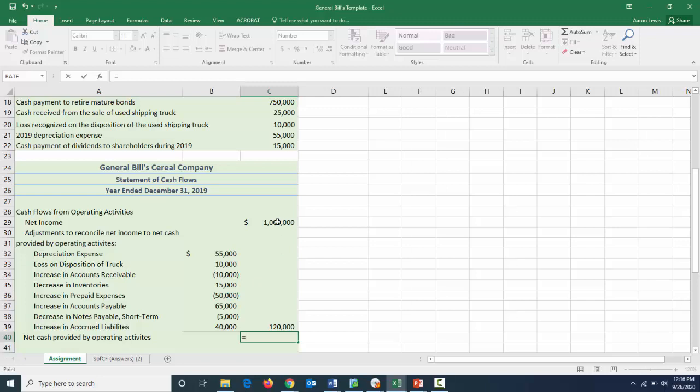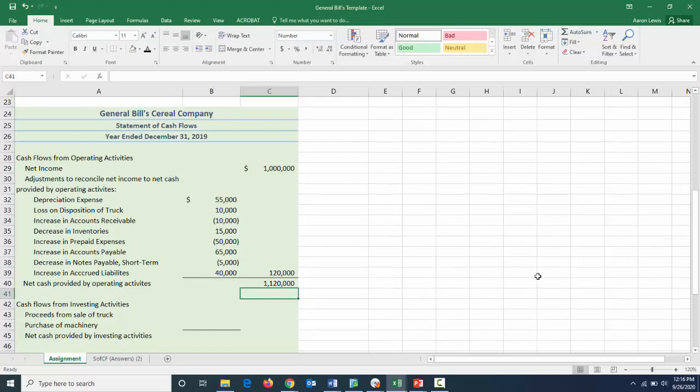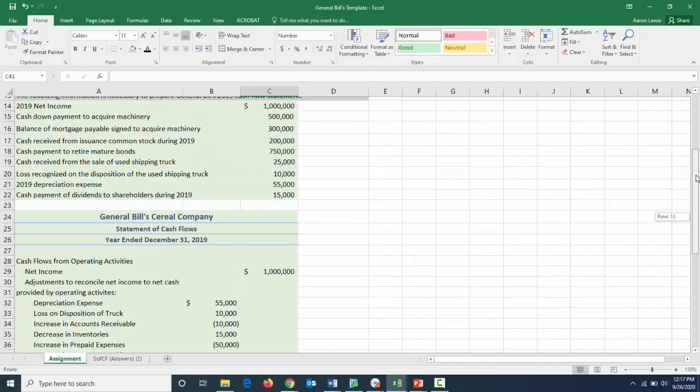And when we do that, we take our net income, we add the amount of our adjustments. Our adjusted net income is $1,120,000. That is our net cash provided by operating activities. After that, we get to move on to cash flows from investing activities, and these only deal with any type of long-term assets that we have.